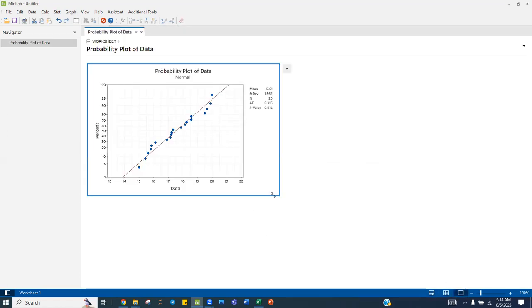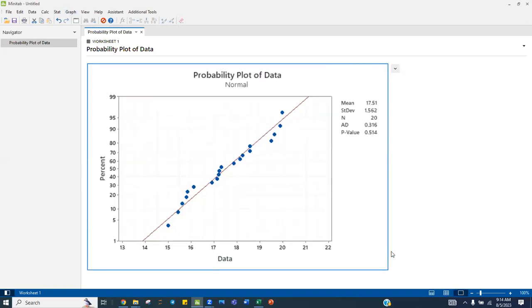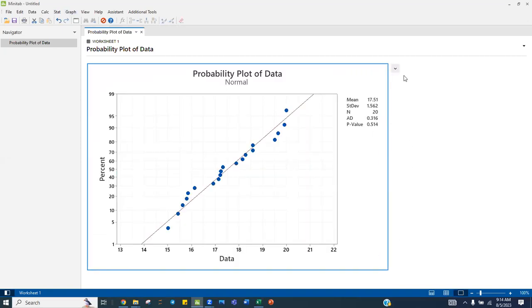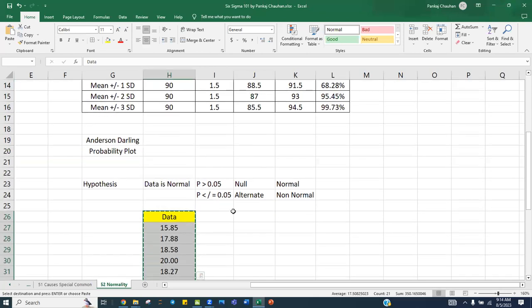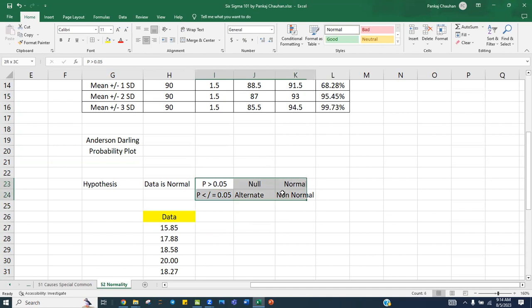Now read the p-value. If I look at this data, the probability value is 0.514. A p-value of 0.514 is much higher than the 0.05 threshold. So as I was explaining in the Excel sheet, if your p-value is greater than 0.05, your data is normally distributed. And in this case, we will use parametric tests when we do the data analysis. But in case your p-value comes out less than 0.05, then it's not normally distributed data, and we use non-parametric tests.